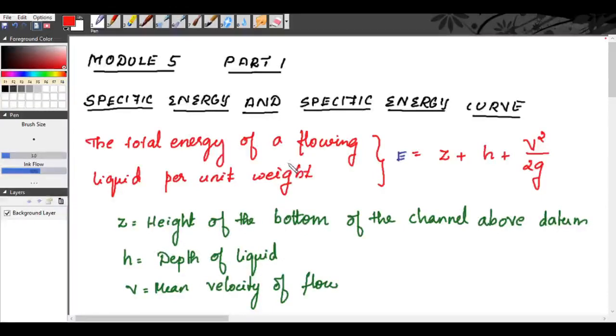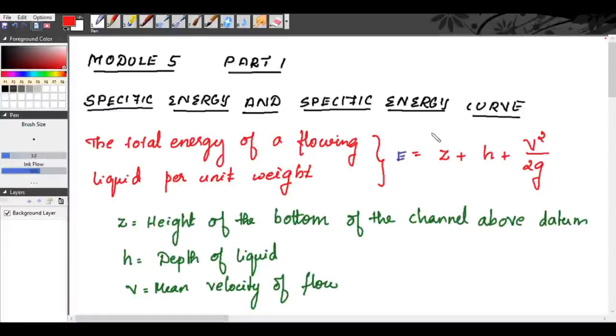So this is our first class for module 5. Module 5 is a part of gradually varying flow or non-uniform flow. Gradually varying flow is a type of non-uniform flow that we have discussed in the previous classes. So today we are going to see about specific energy and the specific energy curve.